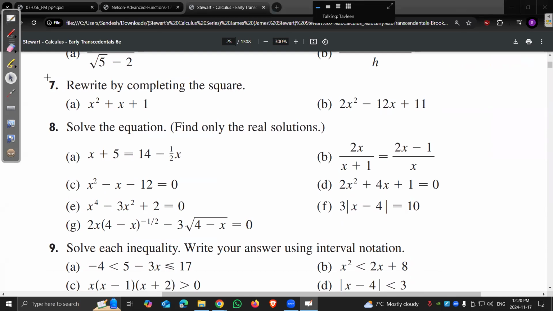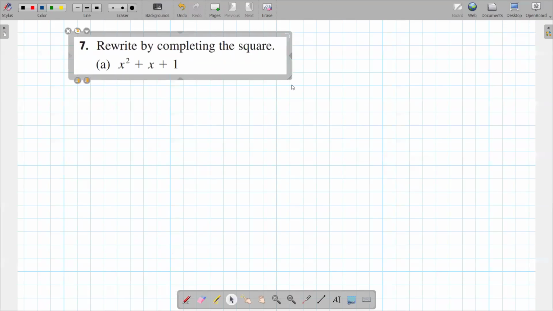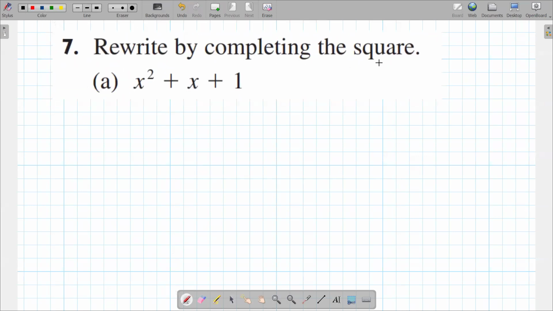We're gonna do something called completing the square. This just came up on this, but where does this come from? So, this is all about quadratics, which is x power 2, right? The x power 2 function.